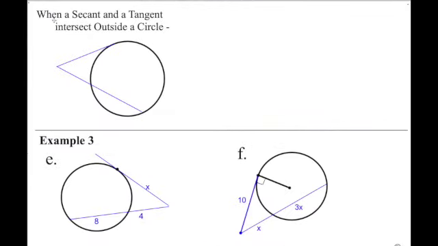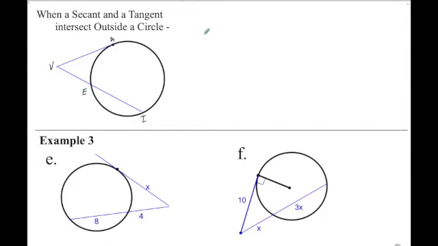Okay, now we're going to do when a secant and a tangent intersect outside of a circle, and we're going to just assume this is a tangent in this case. So let's go ahead and label this diagram. When I do this, I'm going to say, well, this is the vertex V. This is A. Now, O is out there, and I don't really care where it is, so I'm just going to leave it, and this is E and I.